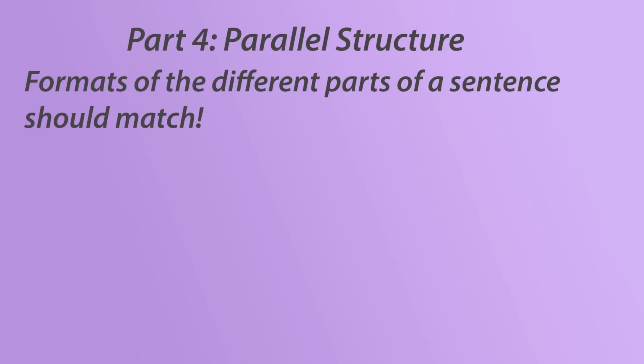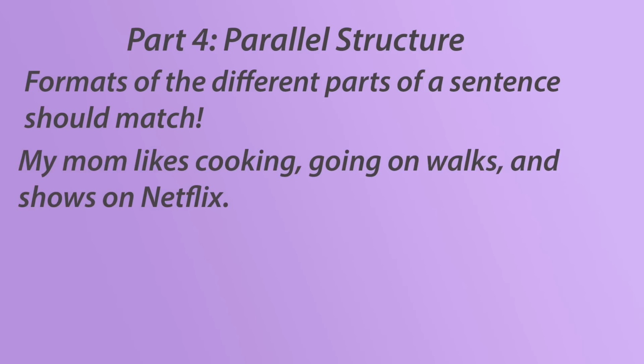Next, the other big important grammar rule that applies to this entire section is that when there's a list of something, the format should match. This is called parallel structure. Saying, "My mom likes cooking, going on walks, and shows on Netflix," that's not good. You use cooking and going, but then there's no third -ing verb, but instead it's the noun shows. You should change them to match each other. In this case, the easiest way to do that is saying "watching shows on Netflix." So look out for when lists of things don't seem to match each other's formats.